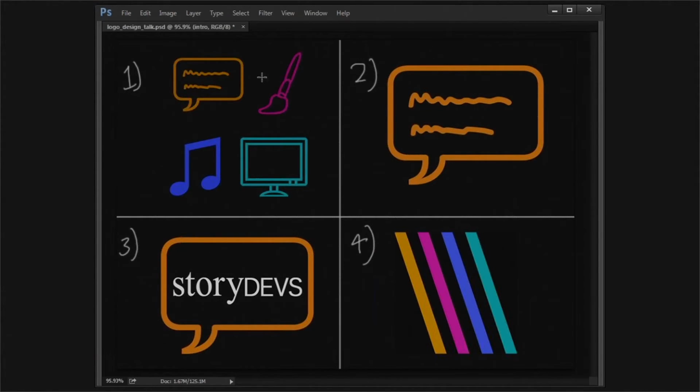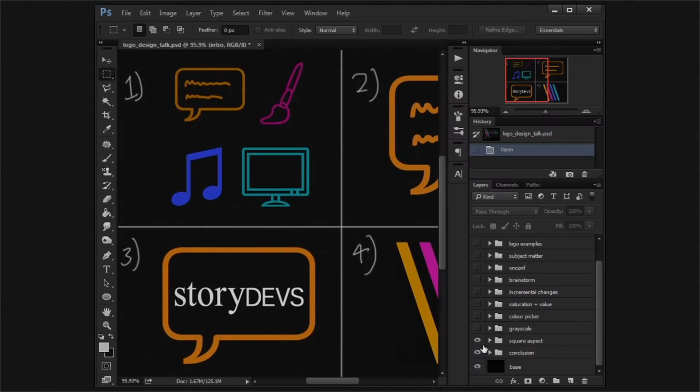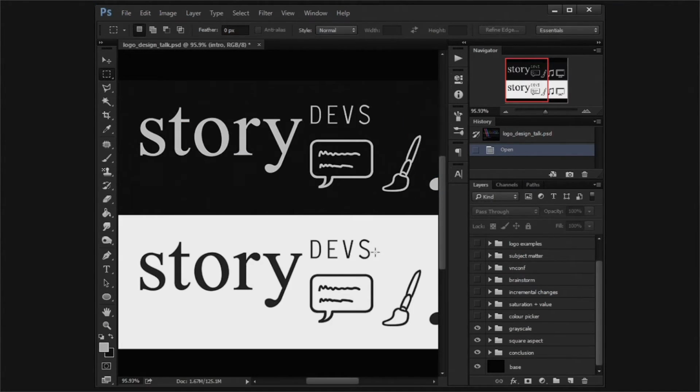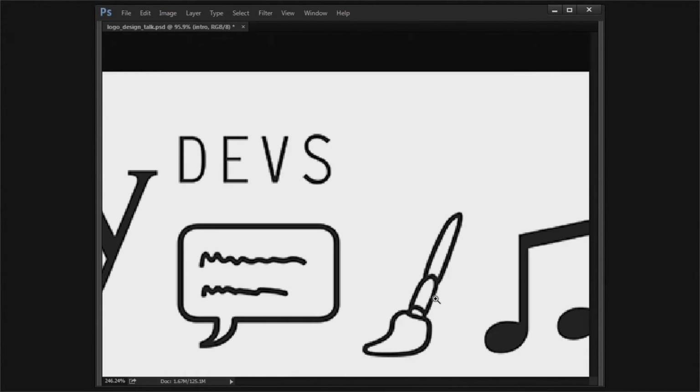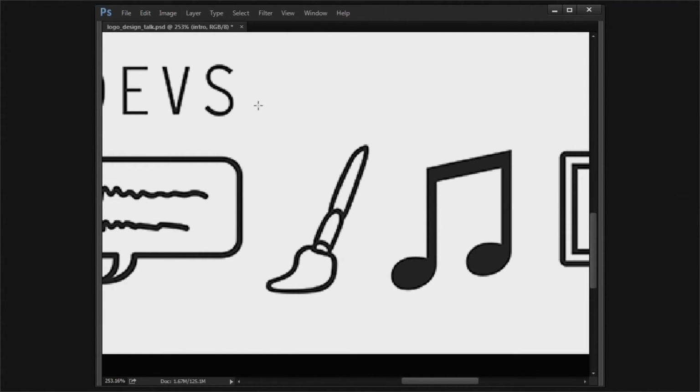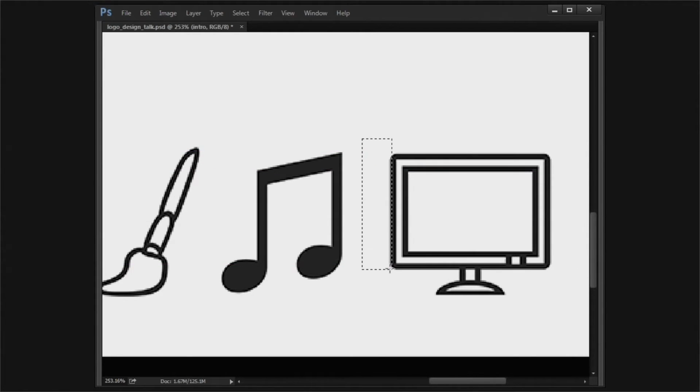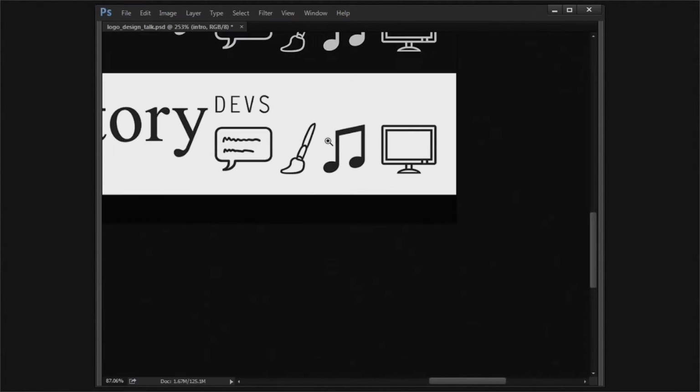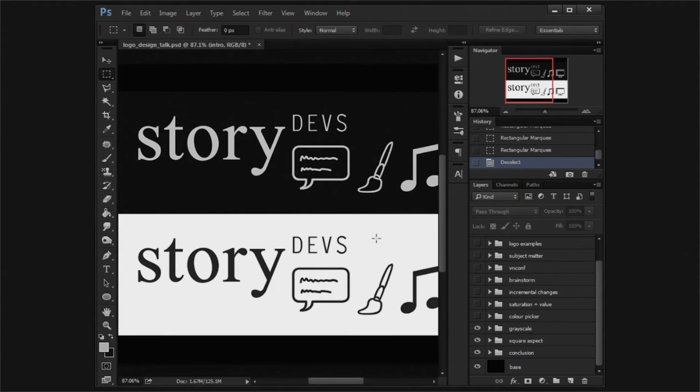So the first thing I did was put these in a square. It doesn't look very nice. One of the reasons it doesn't look nice is the kerning is all off with these icons. I guess I could vertically kern them or something. If you zoom in here, you'll notice that if you draw a vertical line here, the paintbrush and the speech bubble are quite close. The paintbrush and the notes are quite close. The screen is actually quite far away from here. So that's what I'm talking about when I say kerning, the distance between different elements.